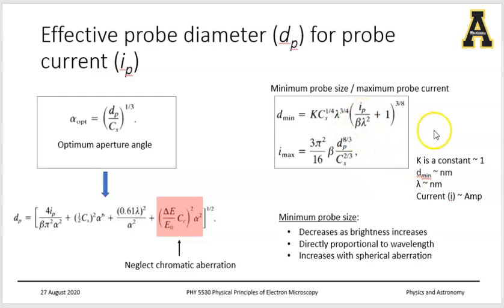Points to take note here are that the minimum probe size depends on the brightness. If you increase the brightness, the probe size goes down. That is evident here because the brightness is in the denominator and your probe size is in the numerator, right? It is also directly proportional to the wavelength, and it increases with spherical aberration. So if you have higher spherical aberration, then the beam spot is going to get broader, and that makes sense, right? So you want to minimize the Cs to get the minimum probe size.